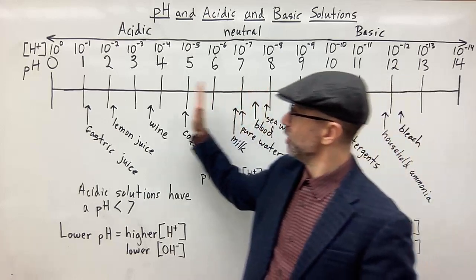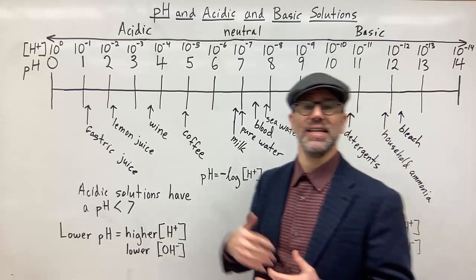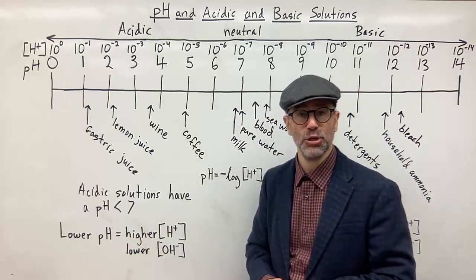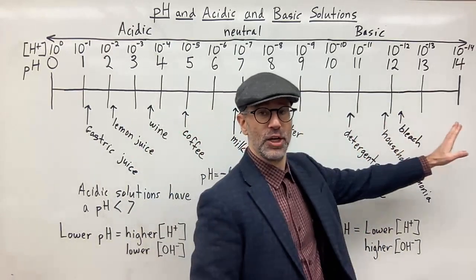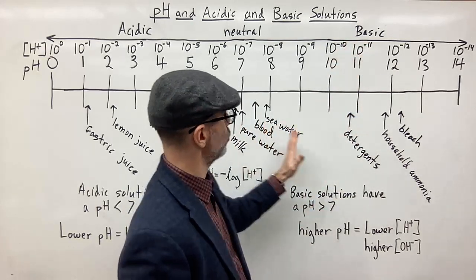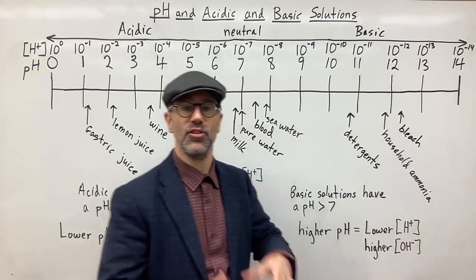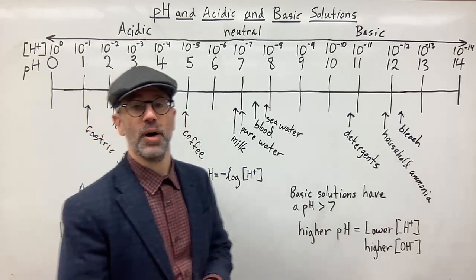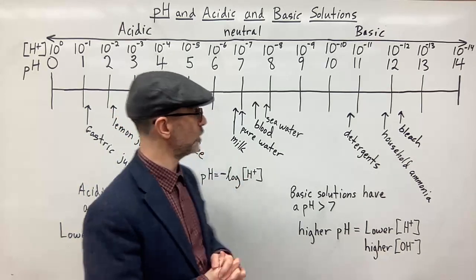If you're lower than 7 on the pH scale, that's going to be acidic solutions. So if you have a pH less than 7, you've got an acidic solution. If you've got a pH greater than 7, you're going to have a basic solution. So any pH greater than 7 is going to be basic. And again, this is for neutral water, this is for pure water under normal conditions like room temperature.